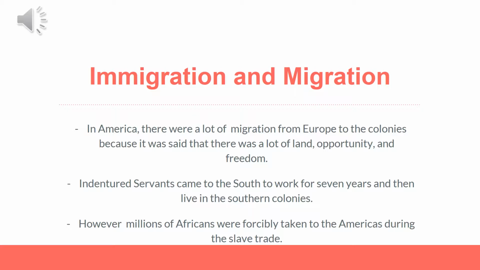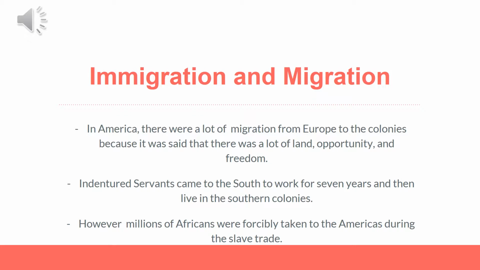Indentured servants, in exchange for passage, room, and board, had to work for their masters for 7 years and then leave freely in the southern colonies. However, later on, millions of Africans were forcibly taken to America during the slave trade and sold, and they had to work until they died.